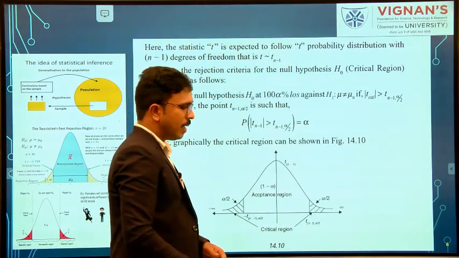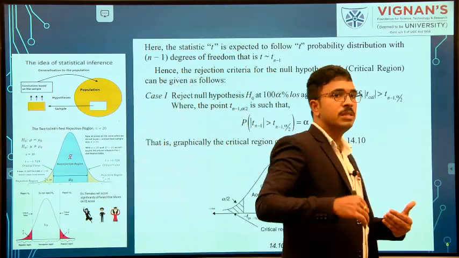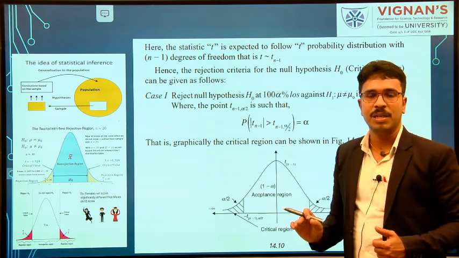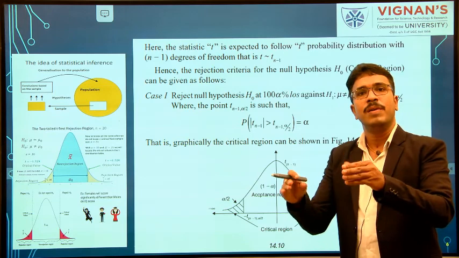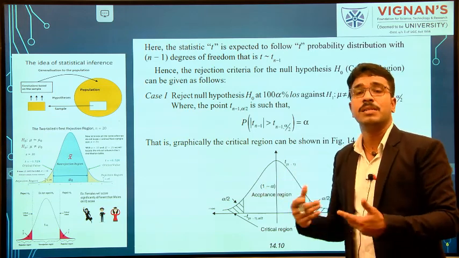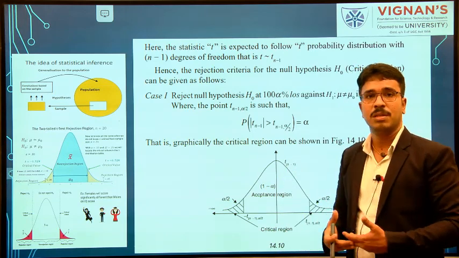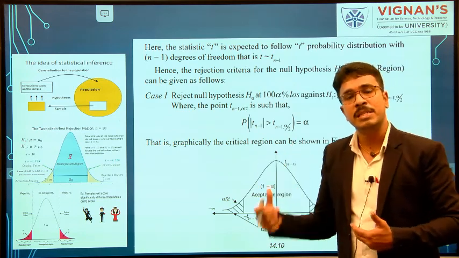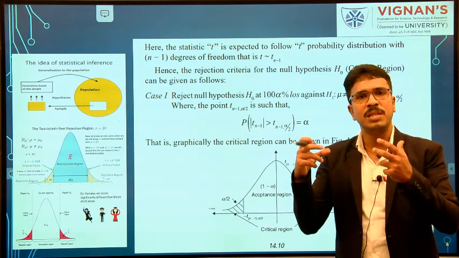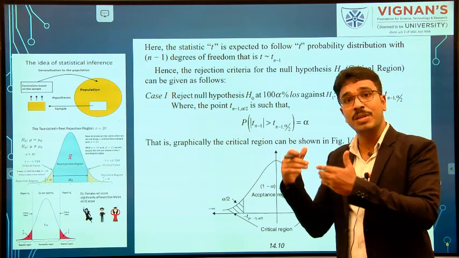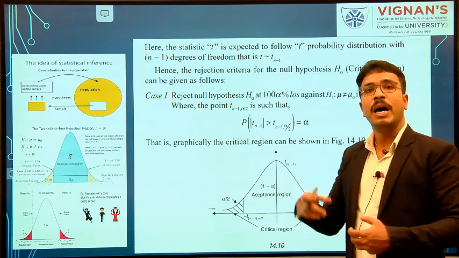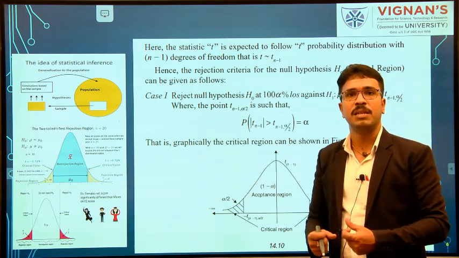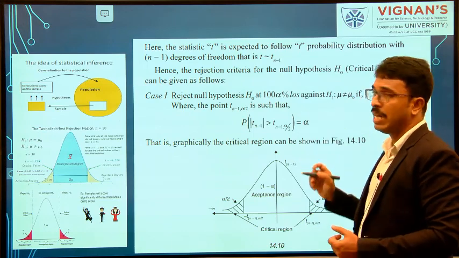Then, after finding out the t value using that formula, we have to accept or reject our hypothesis. So, either we accept our null hypothesis, or we reject our null hypothesis. And what is the criteria for that? And how do we decide whether to accept or reject the hypothesis? Okay. So, in the process of decision making, these are the conditions.